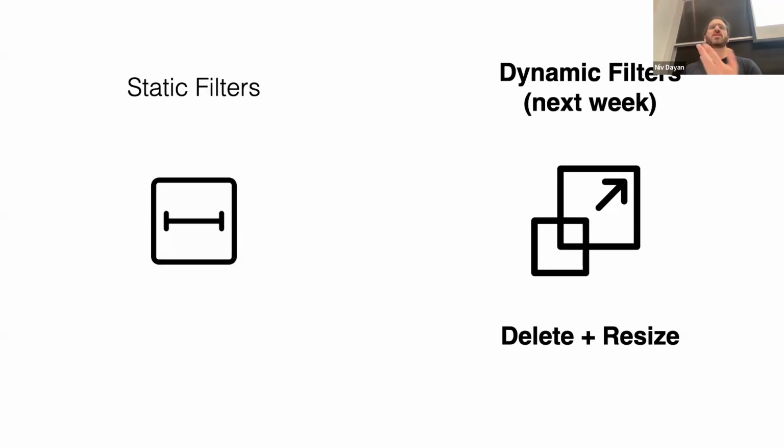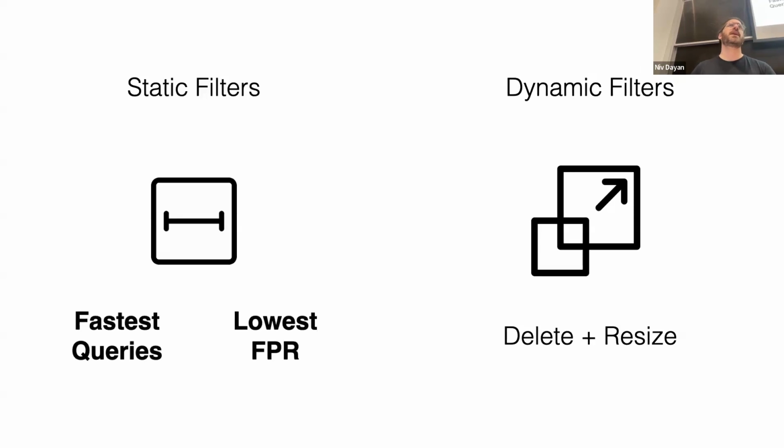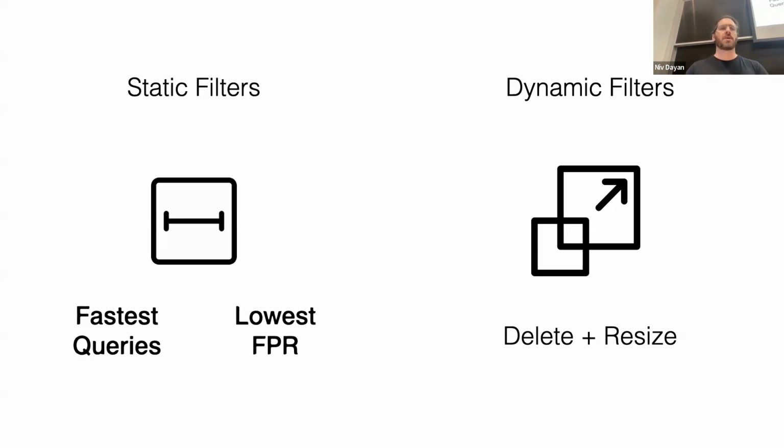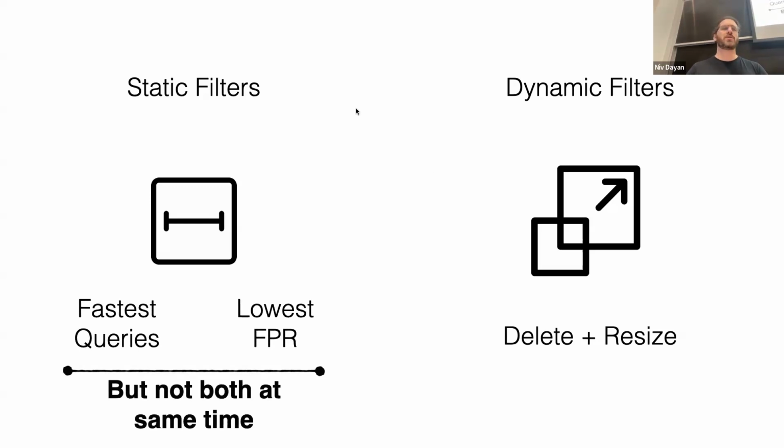This begs the question, if these dynamic filters are richer in functionality, why do we even care about static filters? The reason is that if you want to get the fastest possible queries or the lowest possible FPR, false positive rate, you want to use a static filter. Dynamic filters cannot actually compete. Interestingly, though, even with static filters, we don't really know how to get the fastest queries and the lowest FPR at the same time. So we'll still need to use different static filters to achieve the best of these two possible metrics.